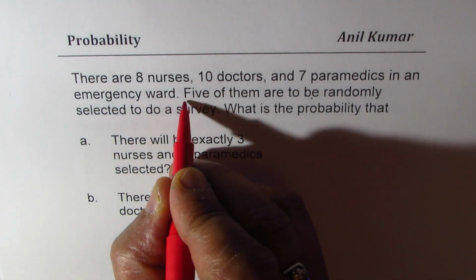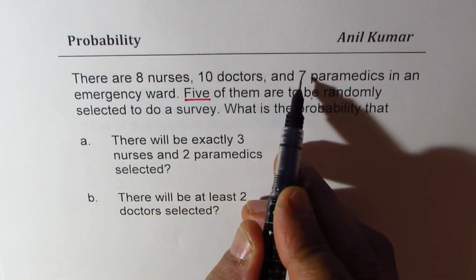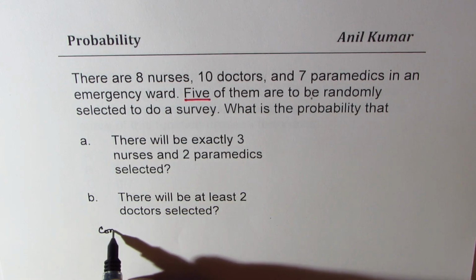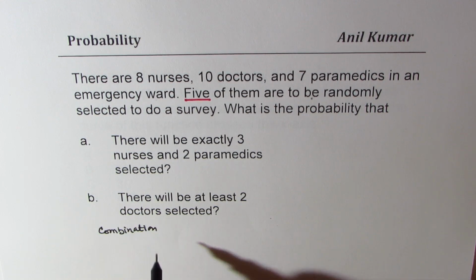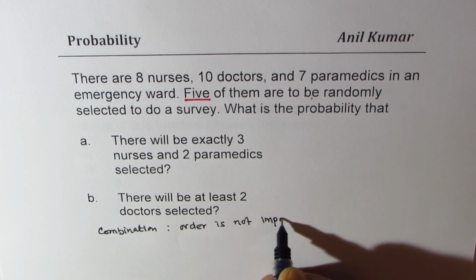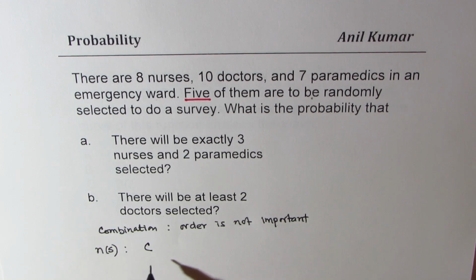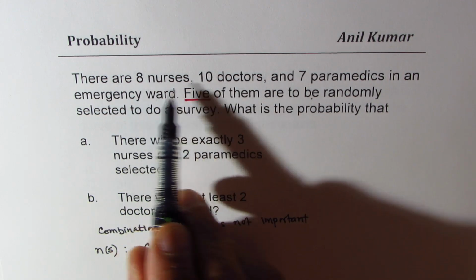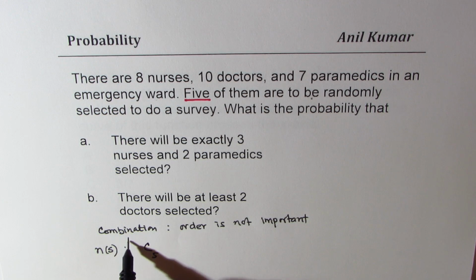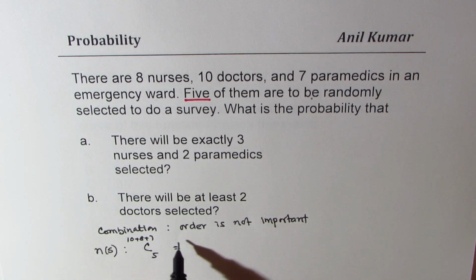Now the key is that we are selecting 5 randomly, right? So 5 are being selected out of 8 plus 10 plus 7. Now it is a case of combination, correct? Since order is not important. It's a group. So as far as the sample space goes, the combination here is of 5 to be selected from the sum of all this, 10 plus 8 plus 7. So that is what it is. So basically the sample space has 25 C5.